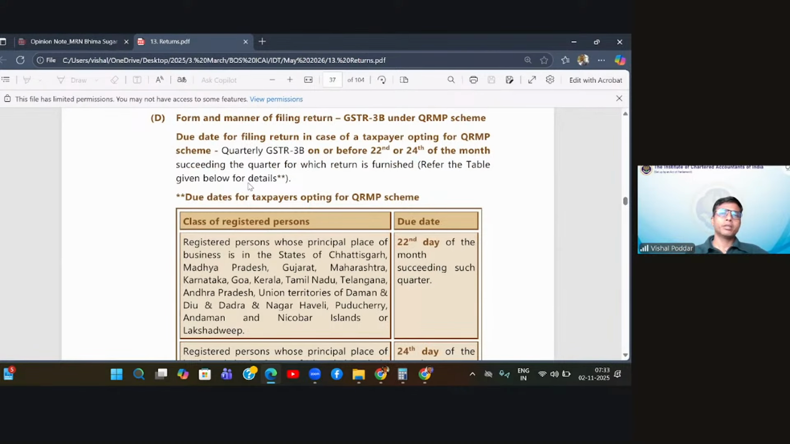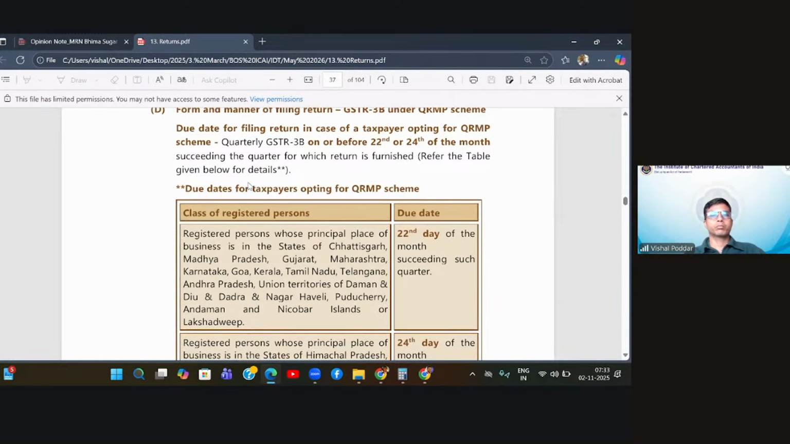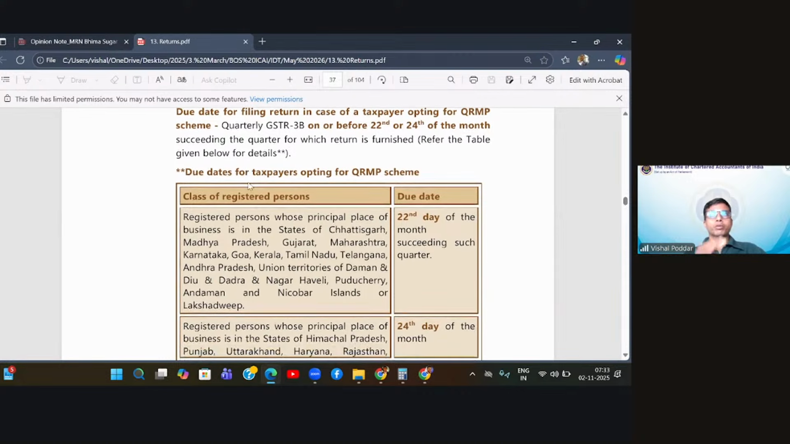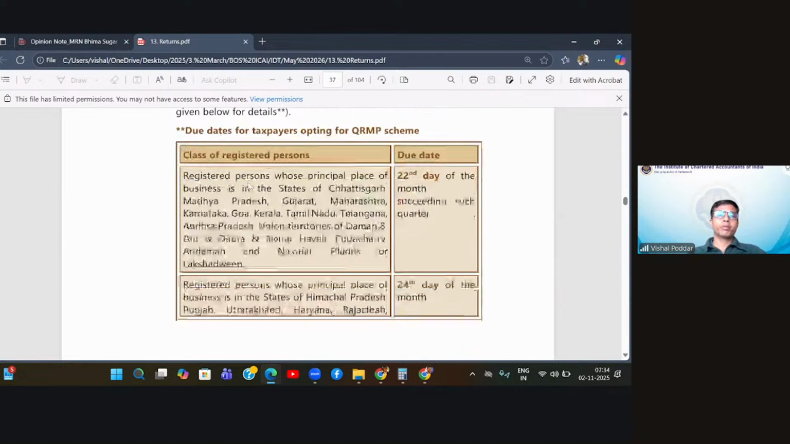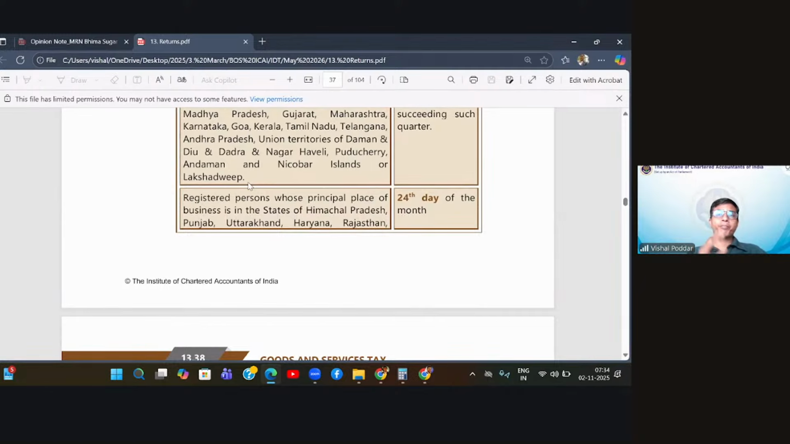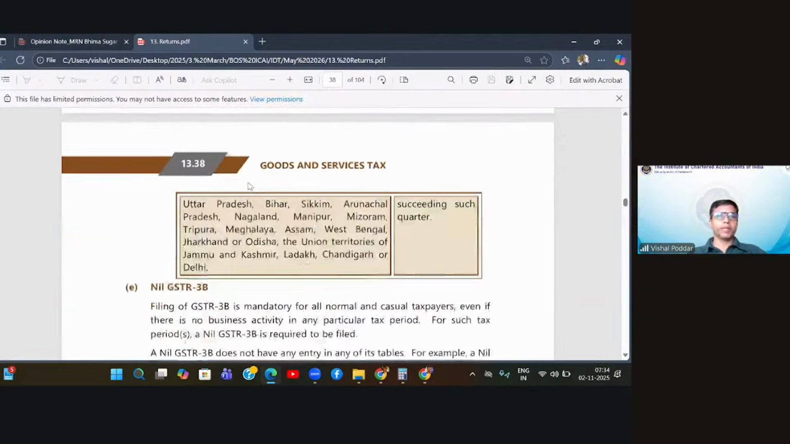Now let us understand the due dates for the forms. Form and manner of filing return GSTR 3B under the QRMP scheme. Due date for filing return in case of a taxpayer opting for the QRMP scheme, quarterly GSTR 3B, is on or before 22nd or 24th of the month succeeding the quarter for which the return is furnished. So for this quarter, October to December, the due date will be 22nd of January for few states, and for few states it will be 24th of January.